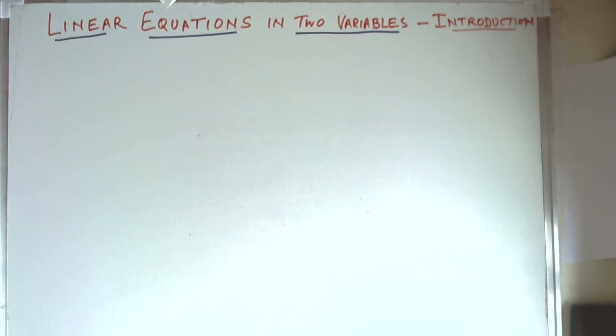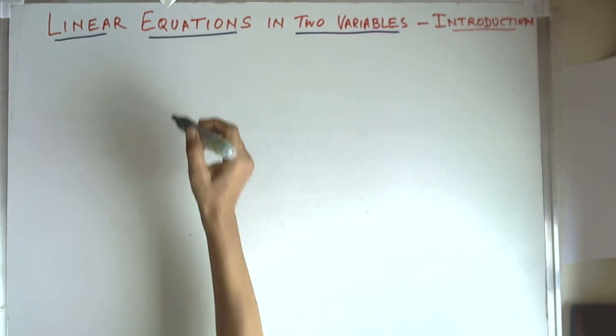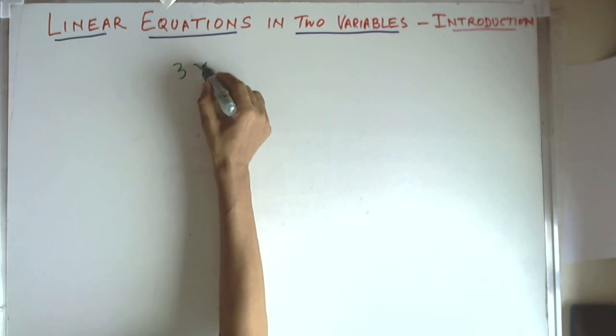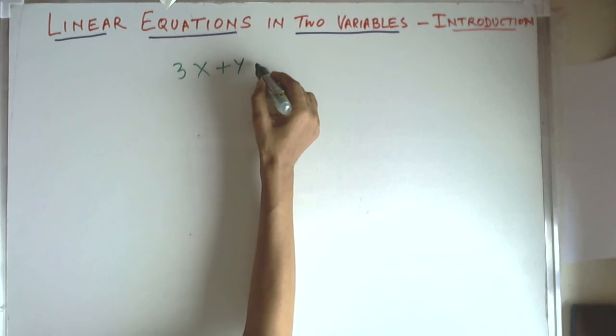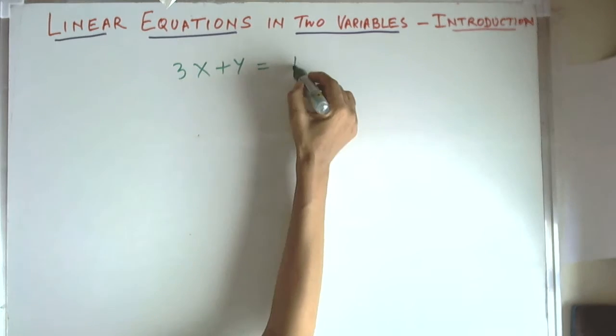In this video, we will learn linear equations in two variables, and first we will see what are linear equations in two variables. So let us see a simple equation: 3x plus y equal to 12.